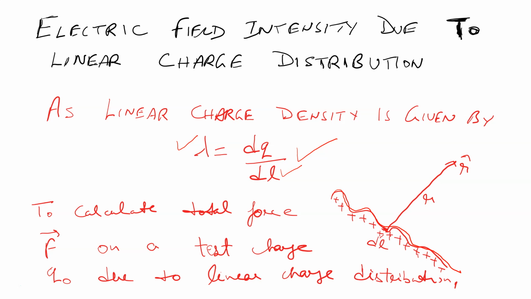Here the charge is distributed, and if we take this small line element dl, we have to calculate the electric field intensity due to the charge placed at this line element, at another point P. Suppose the test charge Q naught, or Q, whatever you want to say, is placed there. So linear charge density is given by lambda equals dq by dl.